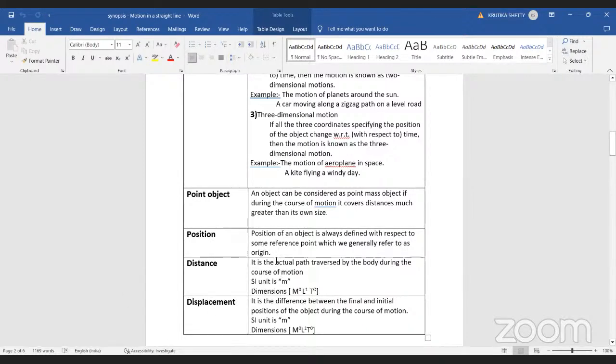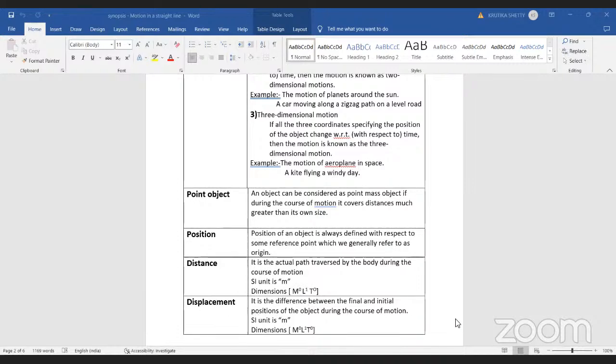Then next we have distance. So what is distance? Everybody knows now what distance is. It is the actual path travelled by the body during the course of motion. The actual path length travelled by the body is called distance. We also describe distance as path length. The SI unit of distance is meter, and the dimensional formula you already know. Whether it is distance, displacement, radius, diameter, length, breadth or height, we consider the dimension as L to the power of 1, M to the power of 0, T to the power of 0.